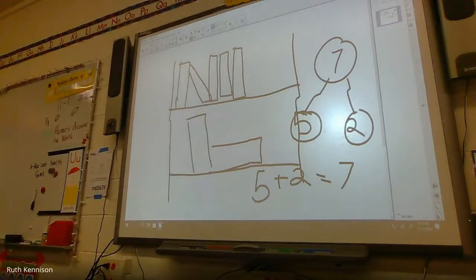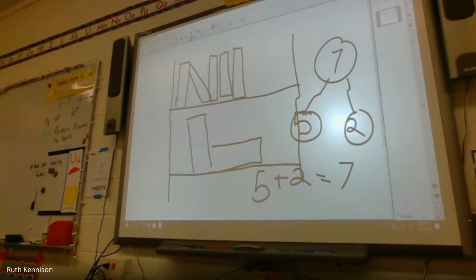You're not done. 5 minus 2 does not equal 7. Think about how you do that backwards. You go 7 minus 2 equals 5, or 7 minus 5 equals 2. You can't do 5 minus 2 equals 7, because try doing it. 7 minus 2 does not equal 7. 5 minus 2 does not equal 7.